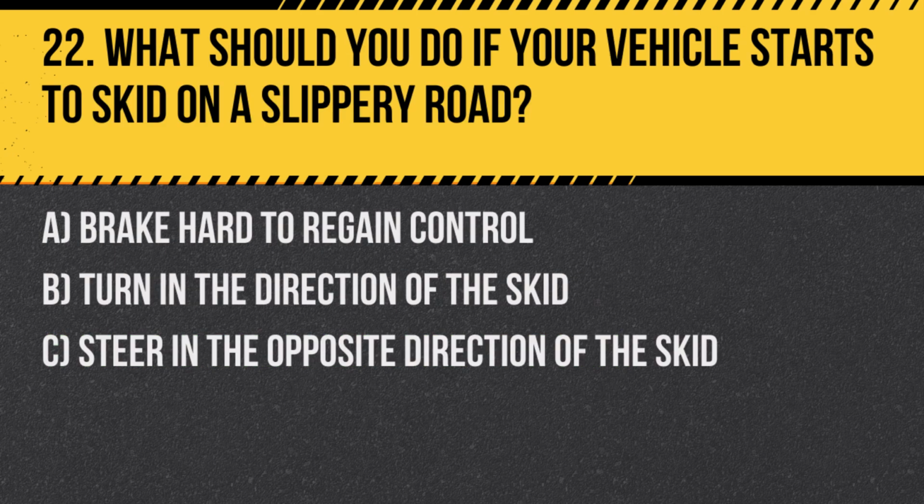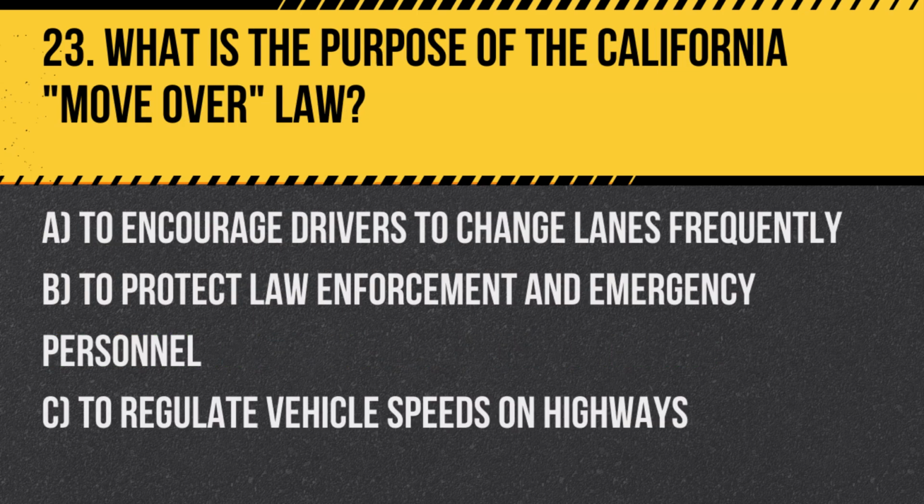Question 22. What should you do if your vehicle starts to skid on a slippery road? A. Brake hard to regain control. B. Turn in the direction of the skid. C. Steer in the opposite direction of the skid. Answer: C. Steer in the opposite direction of the skid. If your vehicle starts to skid on a slippery road, steer in the opposite direction of the skid to regain control of the vehicle.